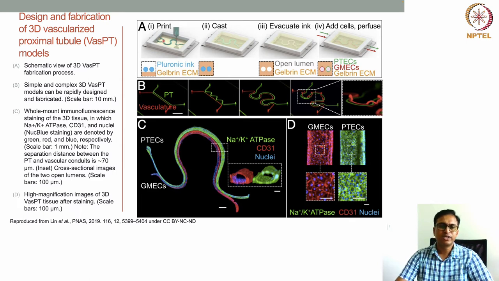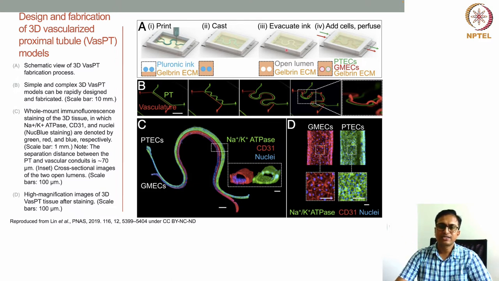Right. So when this structure is printed, this ECM was put on top of it, and then it was cast, and then the pluronic ink. Actually, the advantage is that if you reduce the temperature, the pluronic ink can be easily taken out.